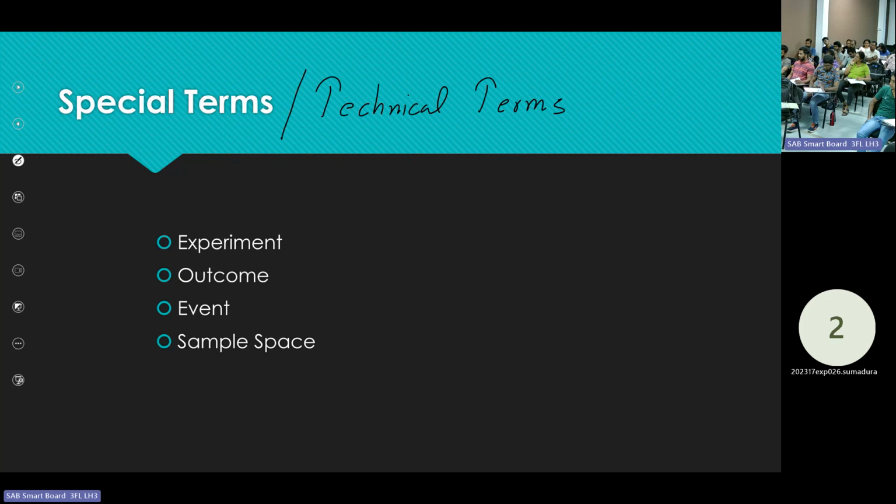So under experiment, we are saying: a process for which the result is not known in advance is an experiment.